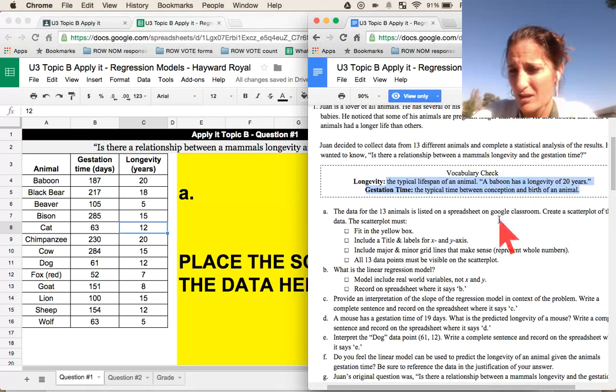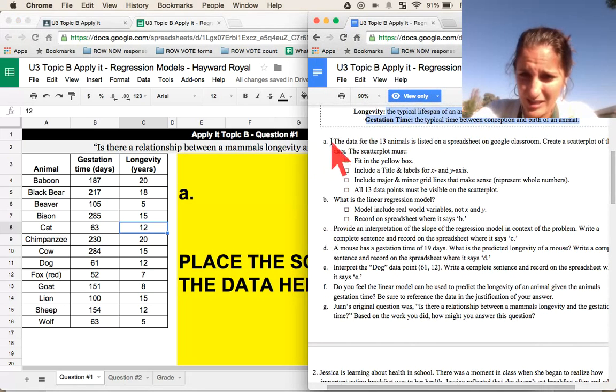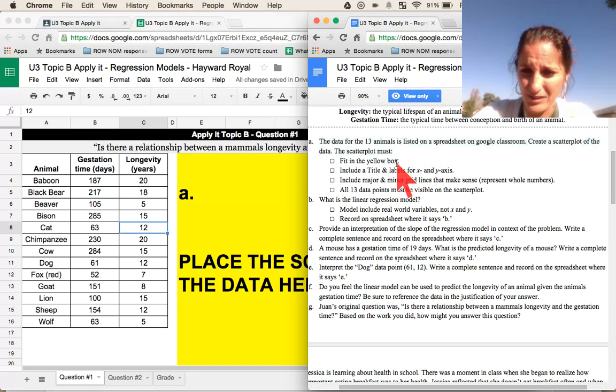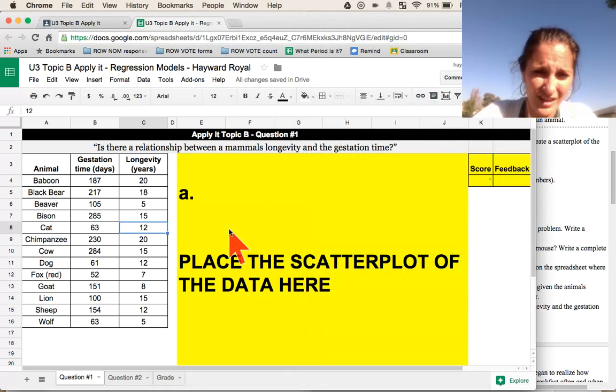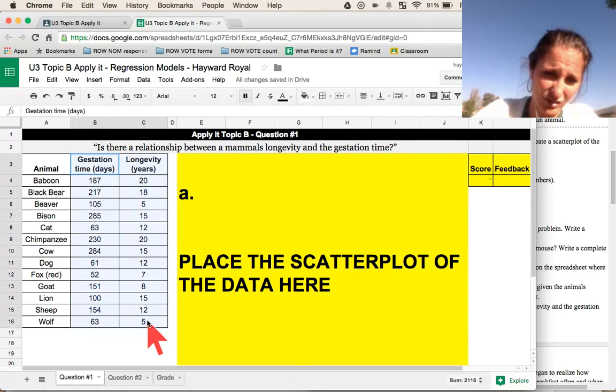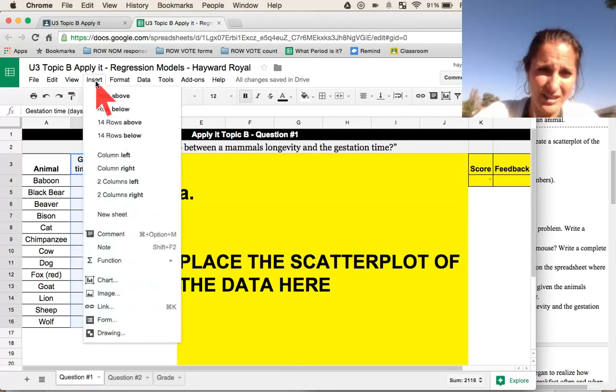Okay? So to start, it says the data for the 13 animals is listed on the spreadsheet. Create a scatter plot. Be sure the scatter plot fits in the yellow box, includes a title and labels, includes major and minor grid lines, and all 13 data points are visible. So I'm going to create a scatter plot. To do that, select all the data, insert, chart.